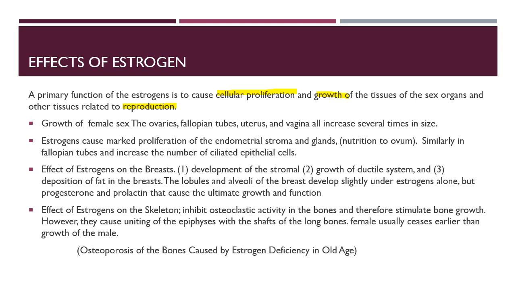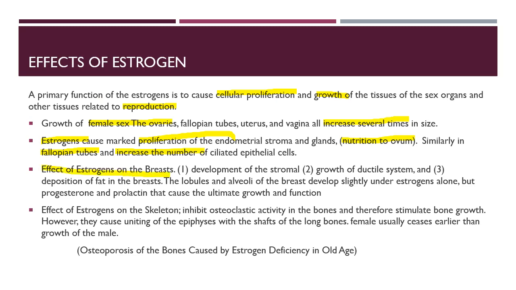Estrogen induces growth of the female sex organs. They increase in size several times. And estrogen also has a marked effect, inducing proliferation of the endometrial stroma and glands, which will provide nutrition to the implanted ovum. Also, estrogen has similar effects in proliferation of the stroma and glands of the fallopian tube, as well as increasing the number of ciliated epithelial cells that will enhance the transport of the fertilized ovum in the direction of the uterus.